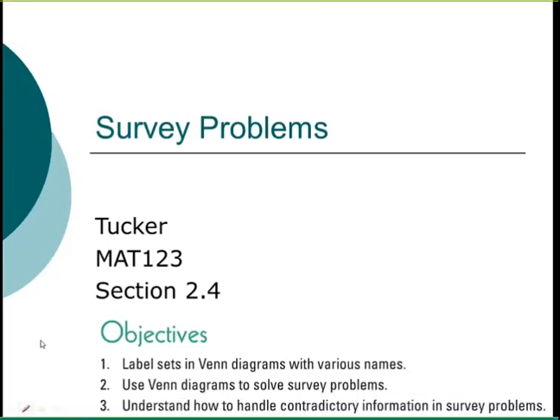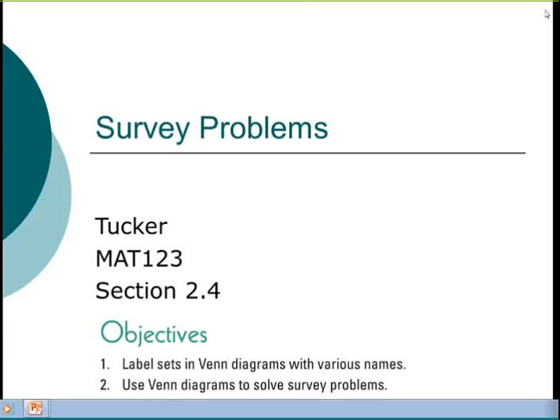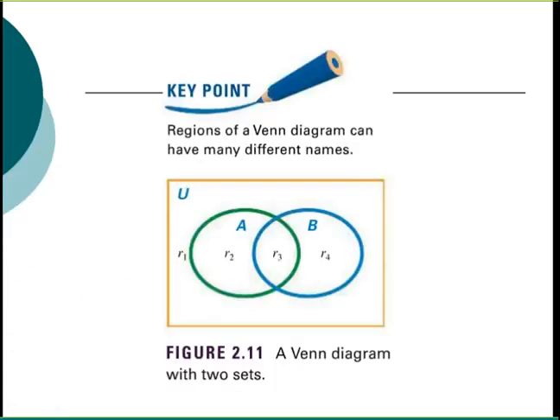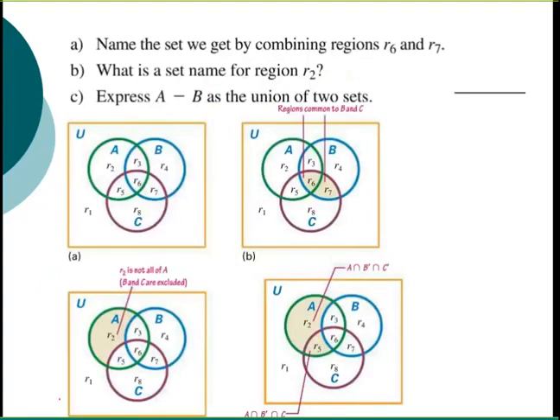All right, class, in this section we're going to be taking a look at section 2.4, survey problems and how they work out in sets, results of surveys. Again, the key point here is that regions of the Venn diagram can have different names. Like last lesson, we were calling the universal set out here region 1. The first set A is region 2, here is region 3 and region 4, and we're going to be dealing with how those sets interplay.